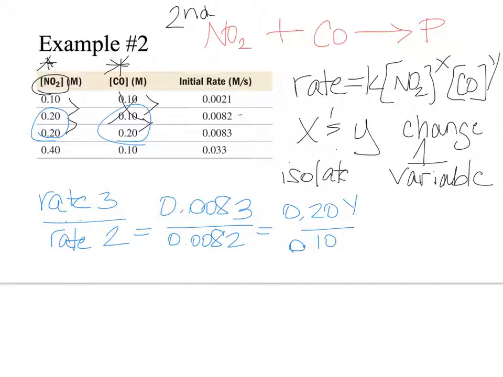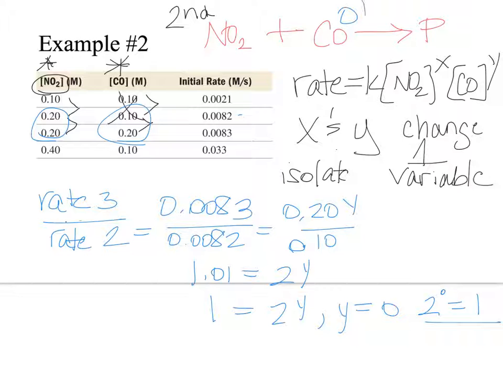All right, so I do the math. 0.0083 divided by 0.0082 is 1.01. That's 2 to the y. Okay, so really we round to the whole number. This makes y equal to 0 because 2 to the 0th power would be 1. So 2 to the 0th is equal to 1. So this reaction is zero order with respect to carbon monoxide.